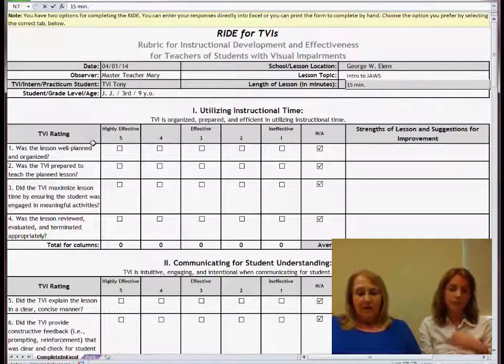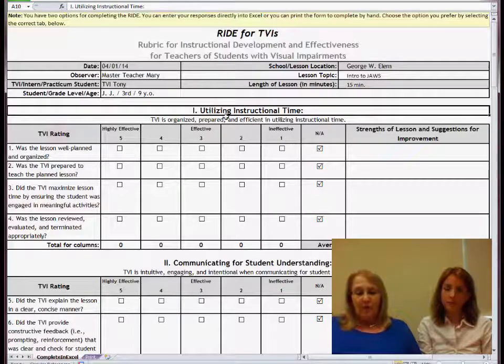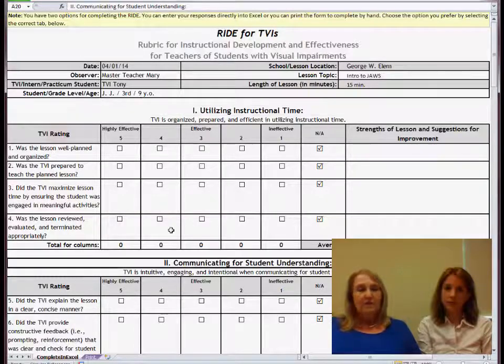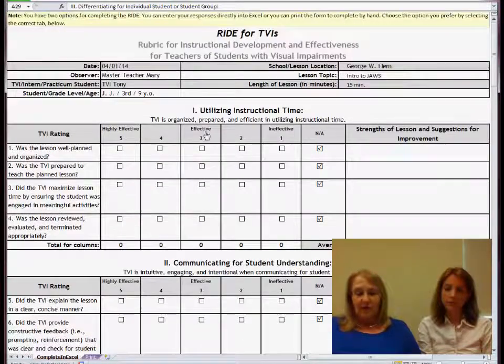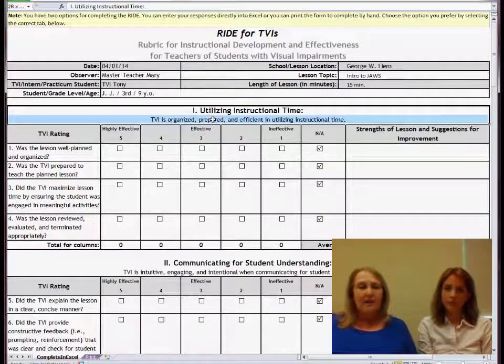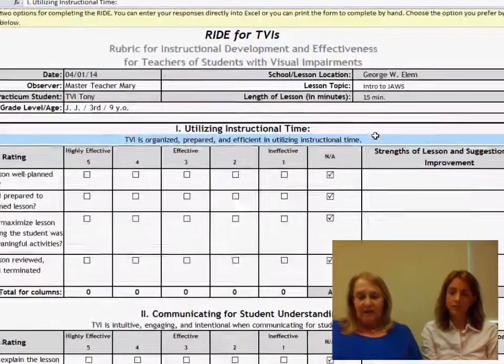So the first column on the left has 8 different curriculum instructional skill areas. It's been broken up into these 8 areas. And these areas were determined to be the ones that were important for a TVI to consider in order to have an effective lesson. So the first big section, and we'll come back to the questions underneath each one in a minute, the first large area is utilizing instructional time.